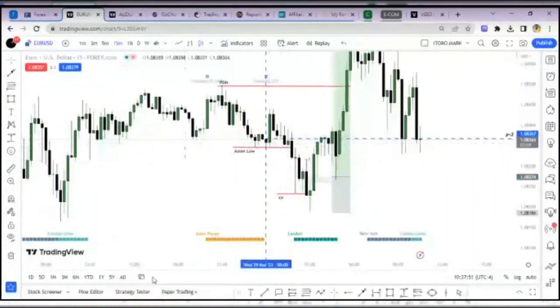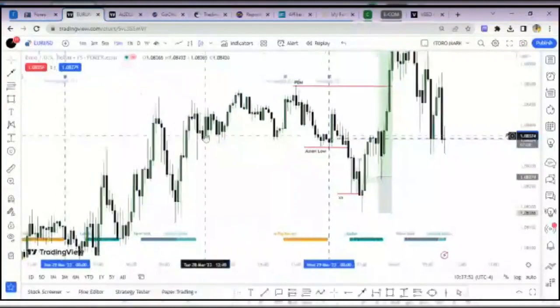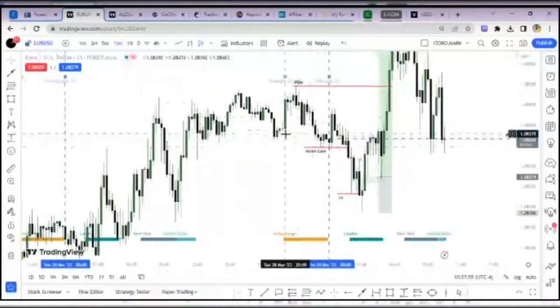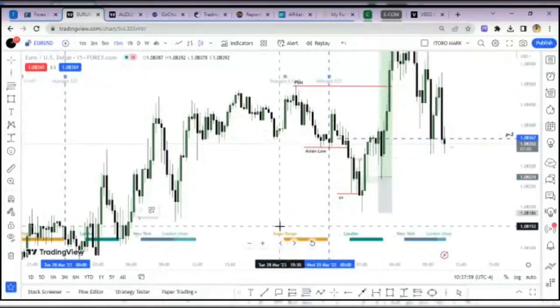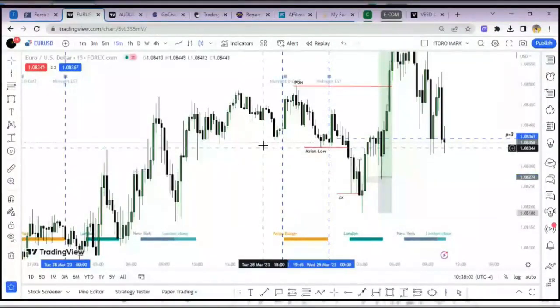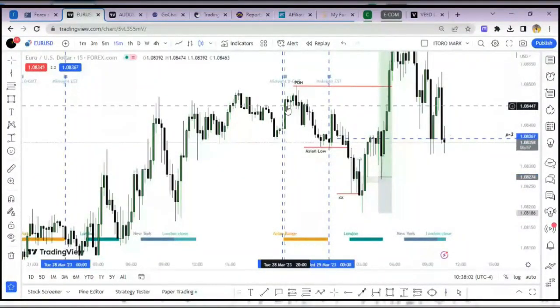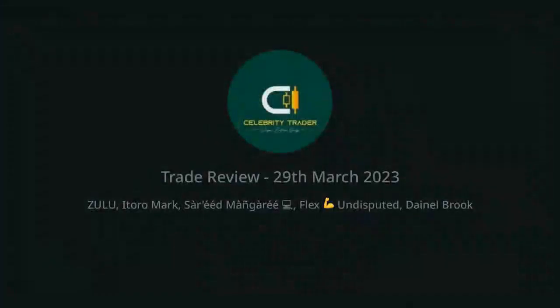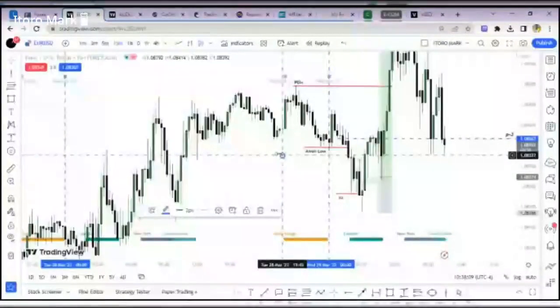So it's always what? Accumulation, manipulation, distribution. So this is the accumulation. Basically, I used the Asian low from here. If I mark out here, that was the liquidity point I was looking at. From here to here is Asia. So this low here is very significant. You get me? That's a very significant low where your setup will form.